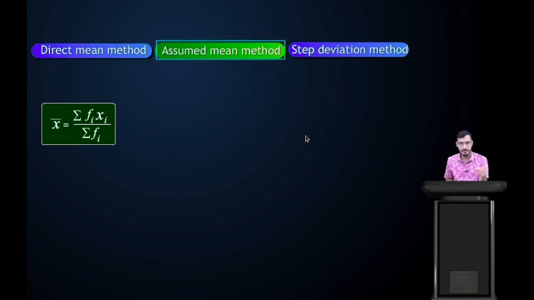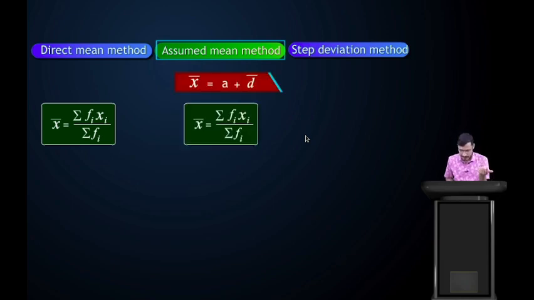In the second one, the assumed mean method, x bar is equal to a plus d bar. Here we change xi to di. So sigma fi di divided by sigma fi, plus a.